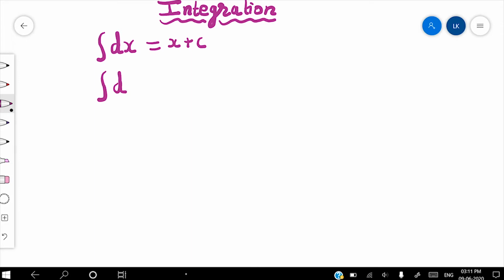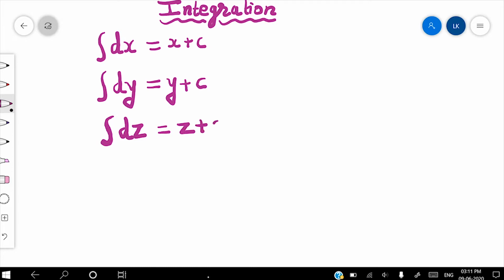Okay. If we are given the integral with respect to y, in notation we have to write like this. What is the answer? Can you say? Yes, correct. It is y plus c. Similarly, if you are given the integral with respect to z, this is the notation of integral. With respect to z, that means dz is a must. And its answer is z plus c. Okay. So try to remember the first formula.